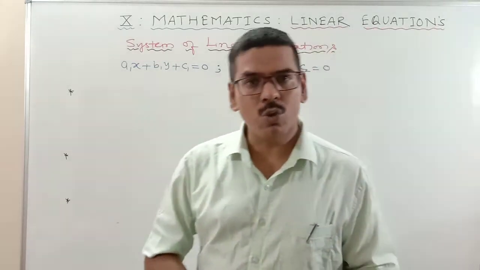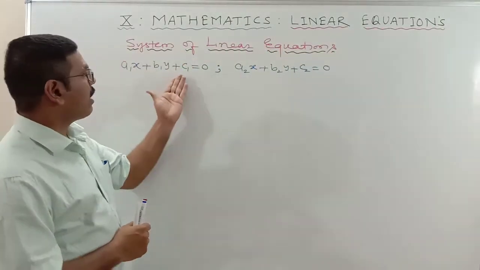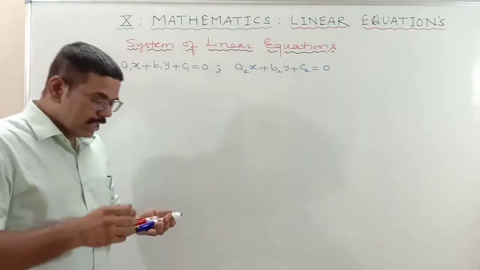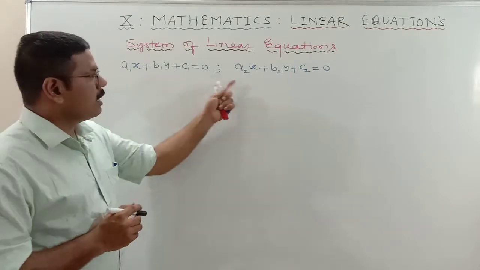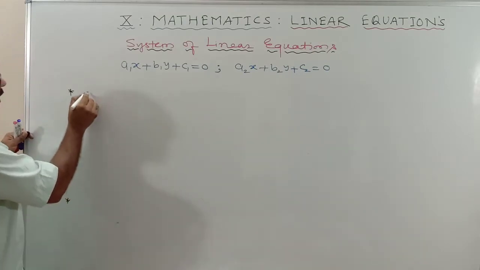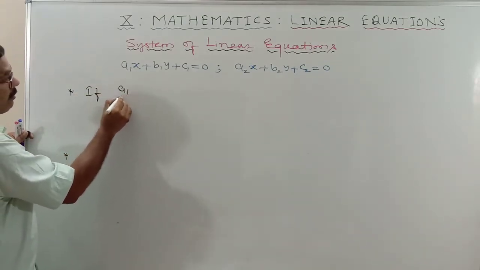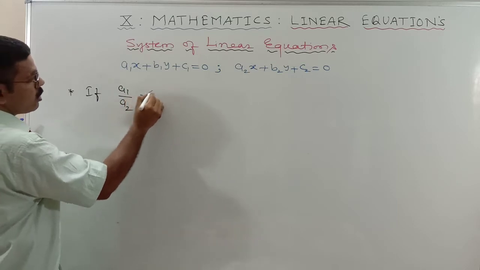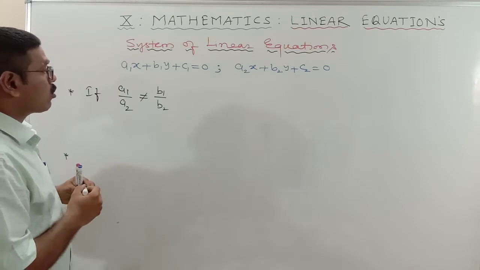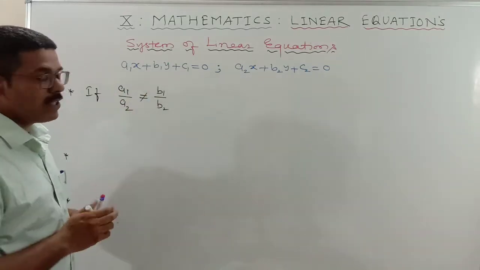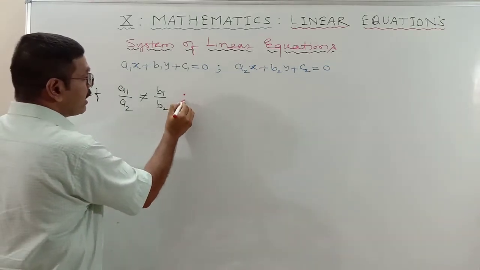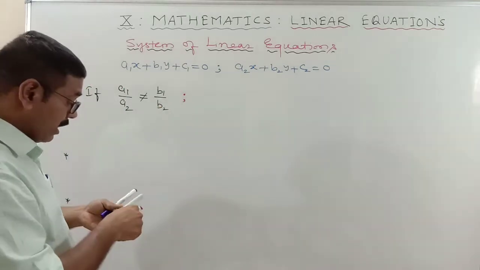Suppose you are having two equations like a1x plus b1y plus c1 is equal to 0, a2x plus b2y plus c2 is equal to 0. Then what are the relations possible between the coefficients of variables? See, it may be if a1 upon a2 is not equal to b1 upon b2. In that case, if the ratios of coefficients are not equal, then what can be said exactly? Here the system will have a unique solution.